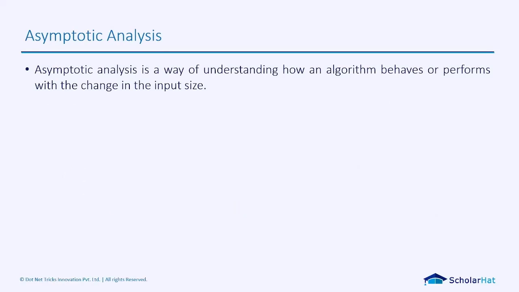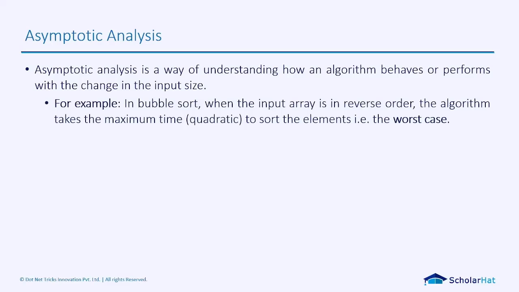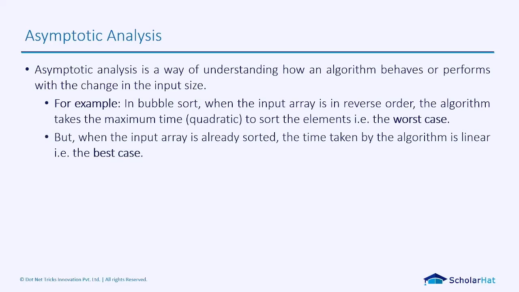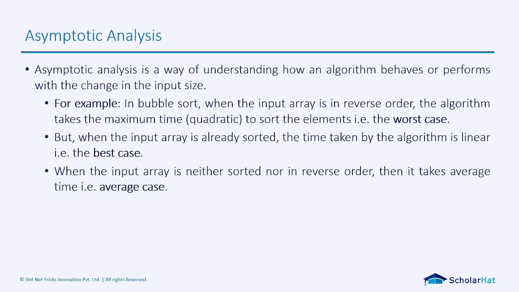When we say asymptotic analysis, there we try to understand how much time it is going to take. Asymptotic analysis is a way of understanding how an algorithm behaves or performs with a change in the input size. For example, in bubble sort, when the input array is in reverse order, the algorithm takes maximum time, that is quadratic, to sort the elements. That is the worst case. But when the input is already sorted, the time taken by the algorithm is linear. That is the best case.